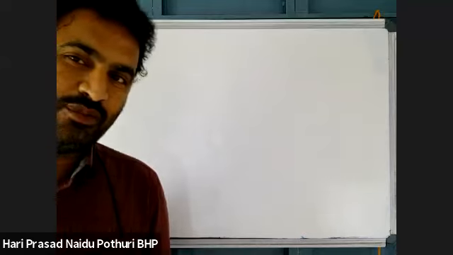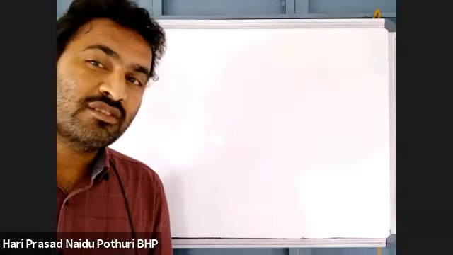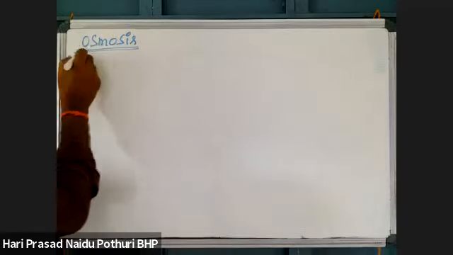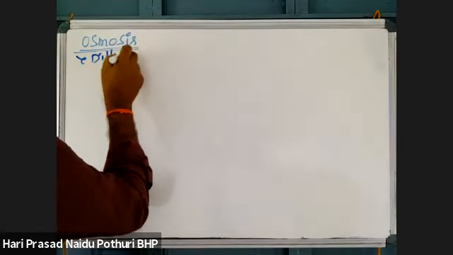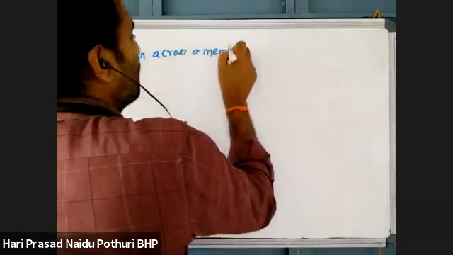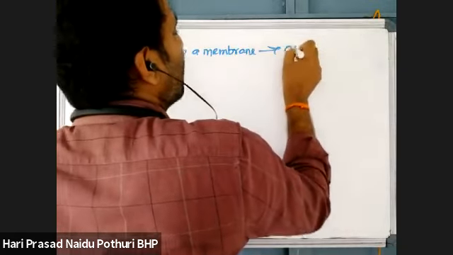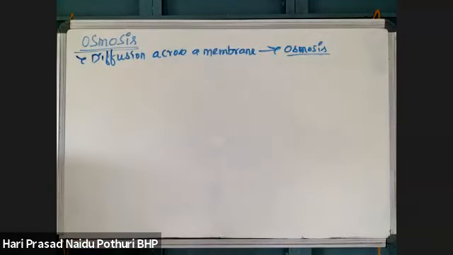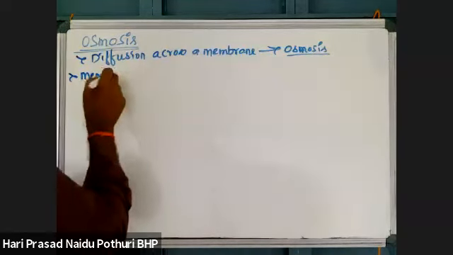In cell lesson I told you plasma membrane structure, fluid mosaic model, active transport, passive transport and everything. Here diffusion across a membrane is called what? This osmosis. Diffusion across a membrane is called osmosis. Why this membrane is allowing, here membranes have a property.